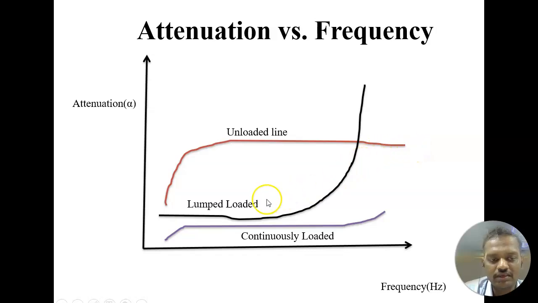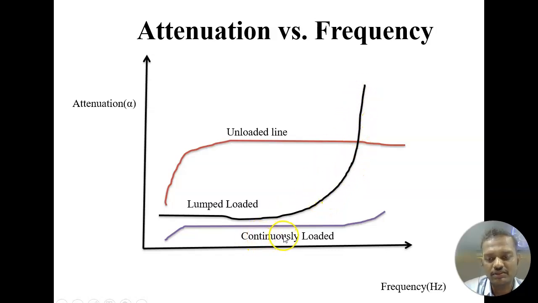But in the case of lumped loading, the attenuation is very low. You could see the attenuation difference between the unloaded line and the lumped loaded line. There is less attenuation up to a few frequencies, and later, when the frequency increases, the attenuation also increases. So in high frequency ranges, you cannot use the lumped loading concept, as you could see the attenuation also increases.